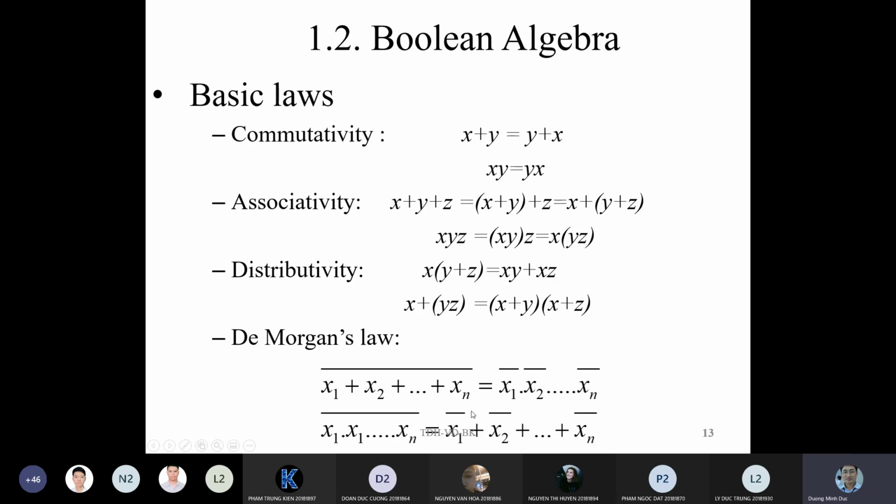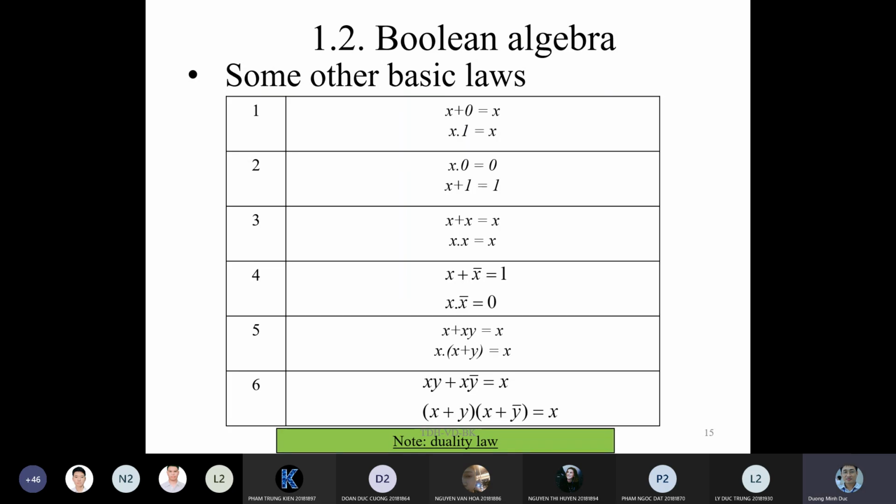So the duality law and other expressions show that in the Boolean algebra, the roles of disjunction and conjunction are the same. Okay, the equivalence for the normal algebra is not equivalence, but for the logic algebra it is equivalence.